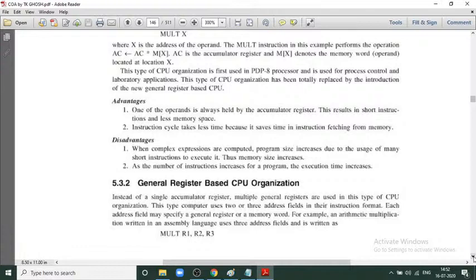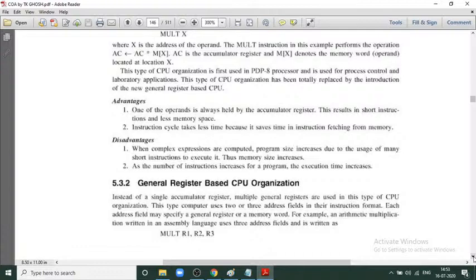These types of single accumulator based CPU organization has several advantages. First advantage is one of the operands is always held by the accumulator register. So this results in very short instructions. So the first advantage is the instruction used in this type of CPU organization is very small. If the instruction is very small, it will take less time to execute and less time for fetching the opcode.